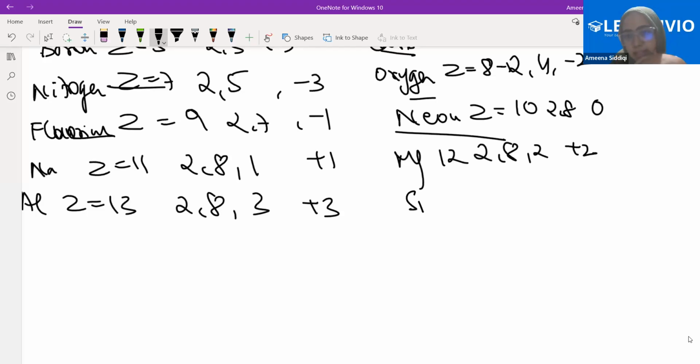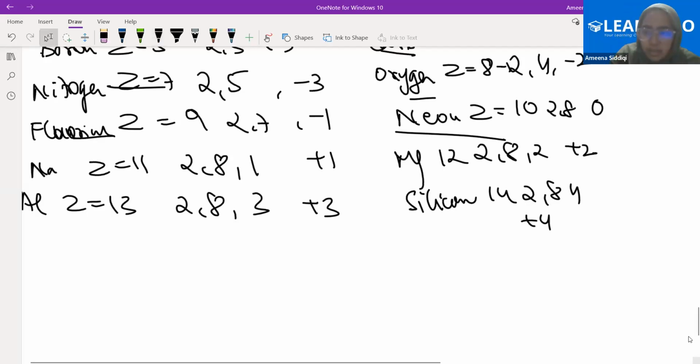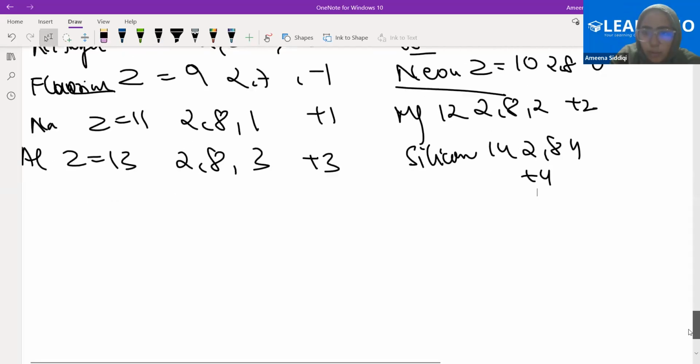Then we have silicon, 14. 2, 8, 4, plus 4, minus 4. It actually is a metalloid. So then after silicon, what do we have, Vijay?